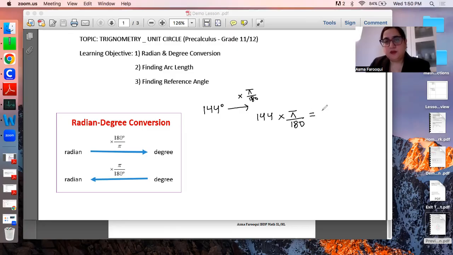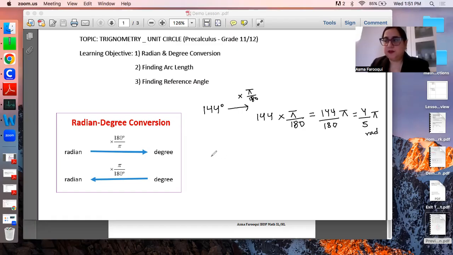When you simplify this, it becomes 144 divided by 180 multiplied by pi. This can be further simplified and written as 4 upon 5 pi radians. Please define the unit. So this is how you do it.